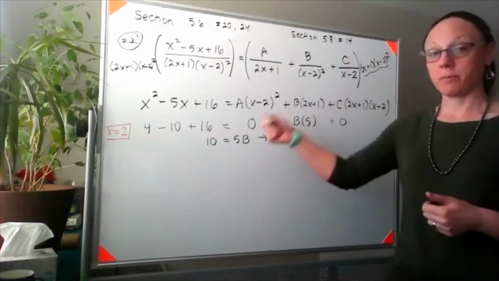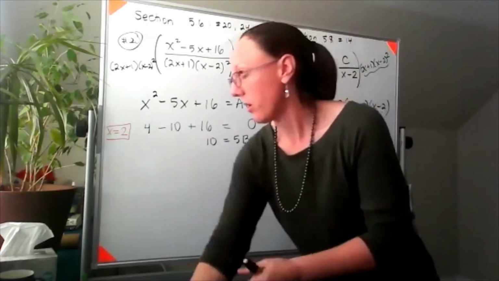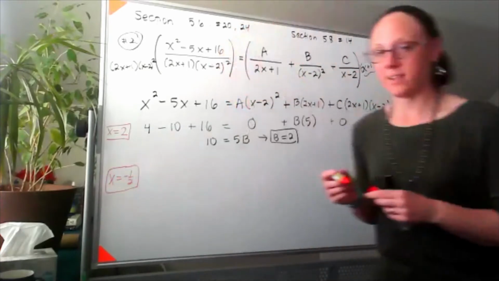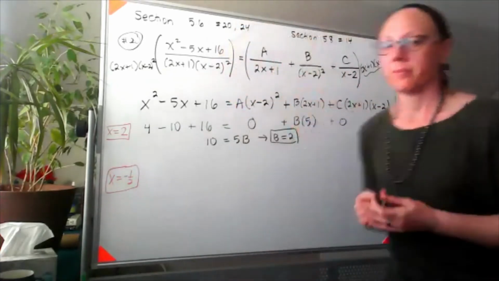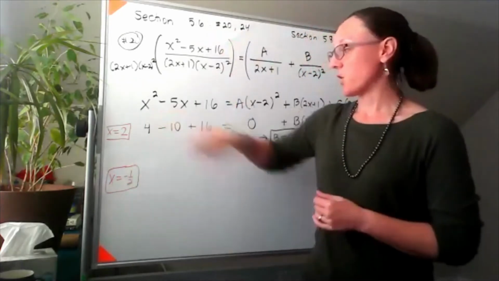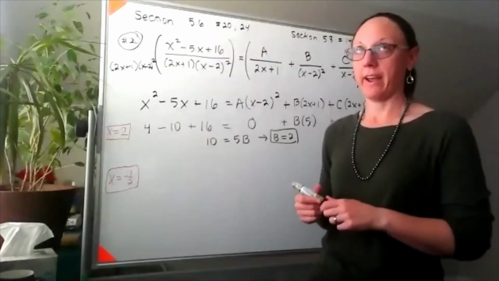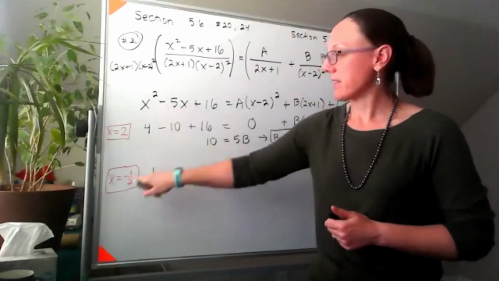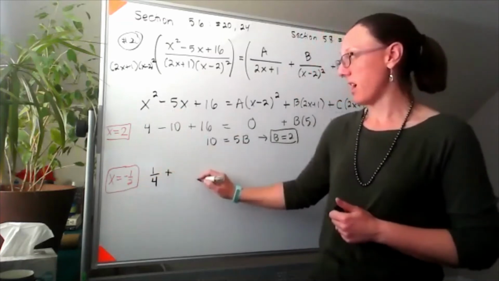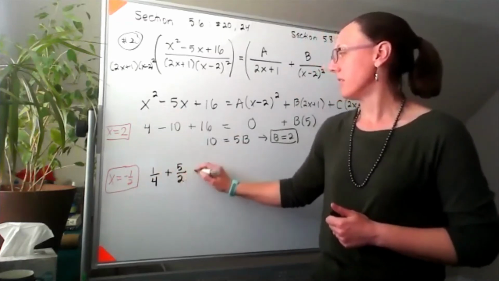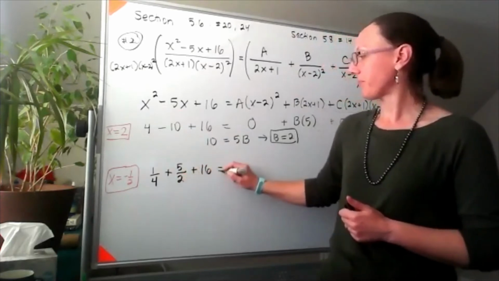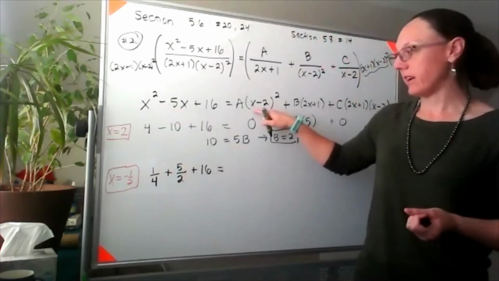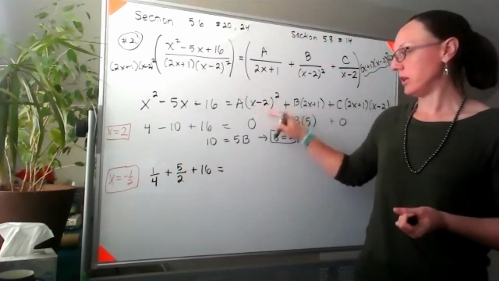My next nice number to make some of the terms disappear would be to plug in x equals negative 1/2. Negative 1/2 squared means negative 1/2 times negative 1/2. It's going to be a positive 1/4. Minus a negative will make this plus 5/2 plus 16. When I plug in negative 1/2, unfortunately, this won't go to 0. Negative 1/2 minus 2.